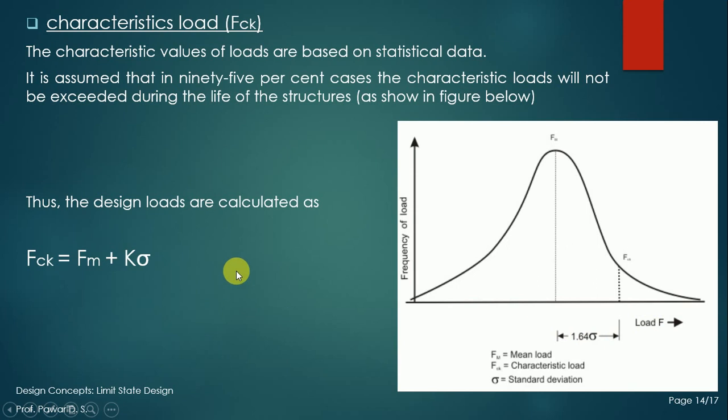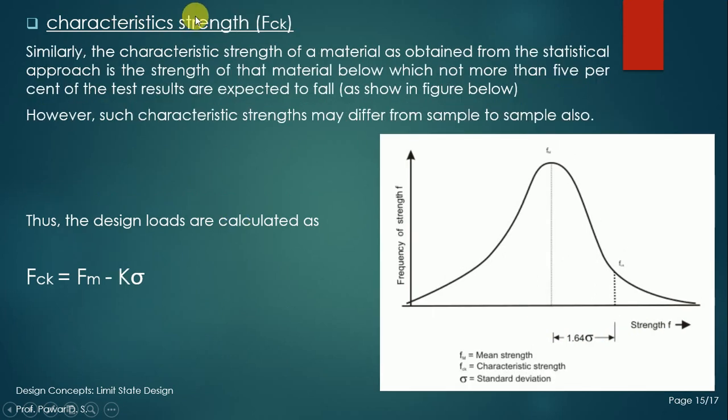Next, characteristic strength. Similarly, the characteristic strength of a material, as obtained from the statistical approach, is the strength of the material below which not more than 5% of the test results are expected to fall, as shown in the figure here.